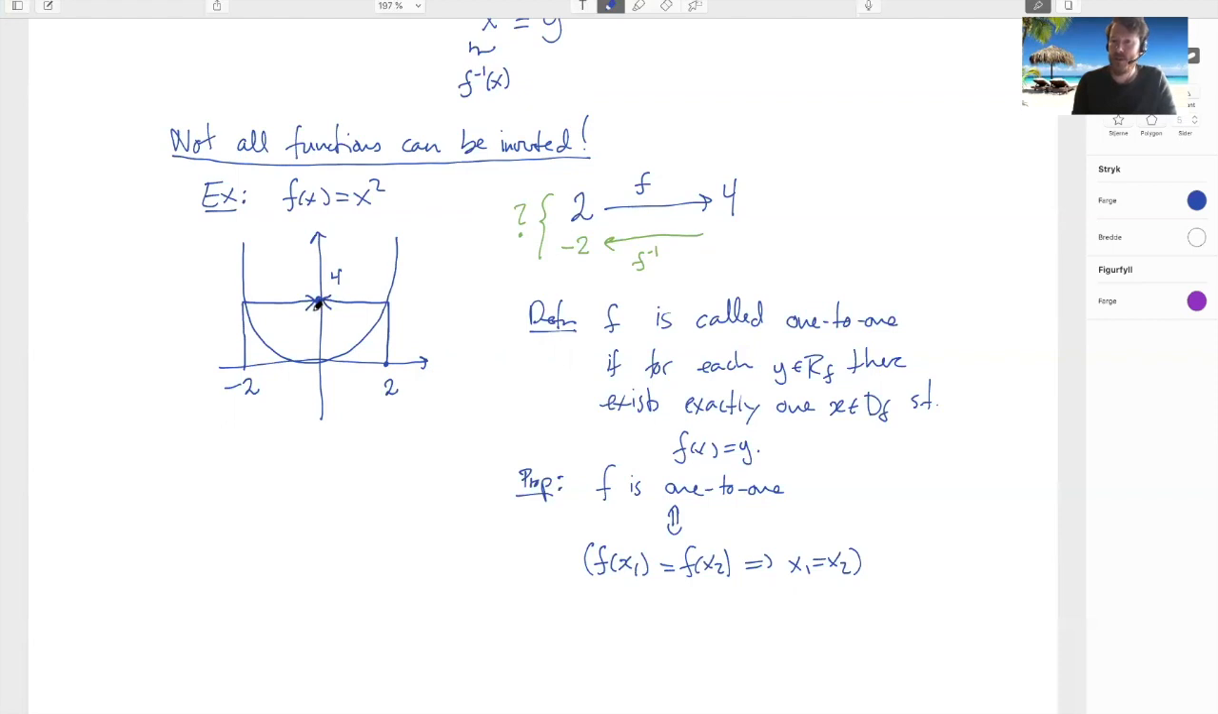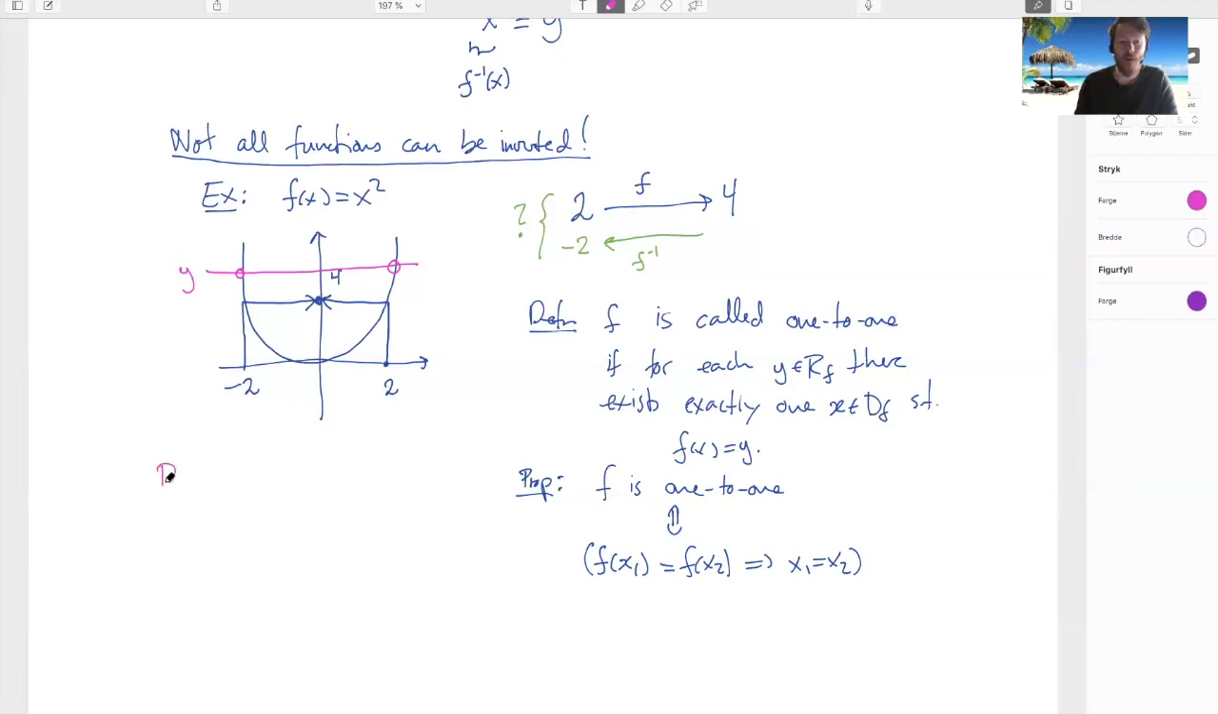Visually, we can think of this as a horizontal line criteria. So let's put a horizontal line here. If the function intersects a horizontal line more than once, it's not one-to-one. So here we intersect twice. What does that mean? Well, it means that there are two x values that correspond to this y value. So the horizontal line criteria describes visually what one-to-oneness means, and it means exactly that for each y value, there can be at most one x value.